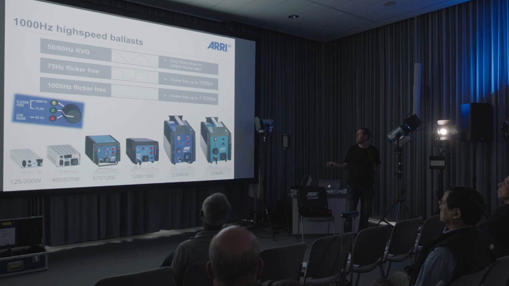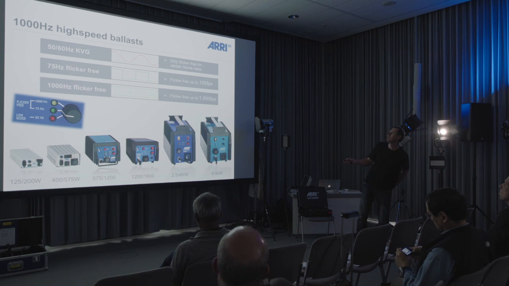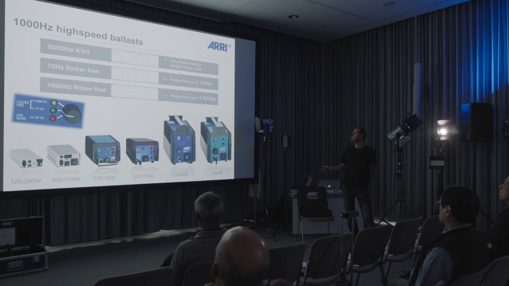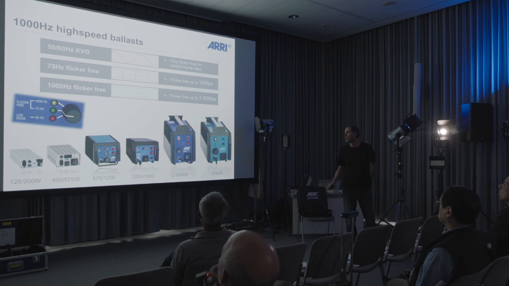ARRI offers these kind of high-speed ballasts. High-speed ballasts, they have these red knobs, and it's completely the same technology that we have with the normal ballasts, but they work much faster with 1000 hertz. And with these ballasts, you can shoot up to 1500 frames without any problems. You can even go above that.